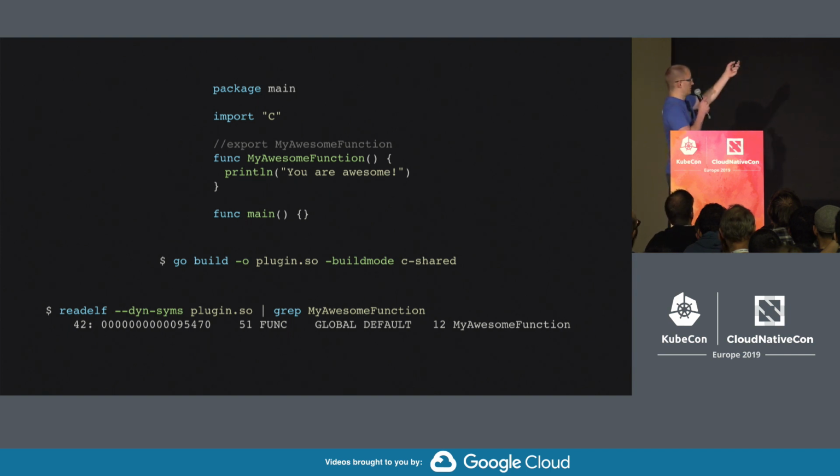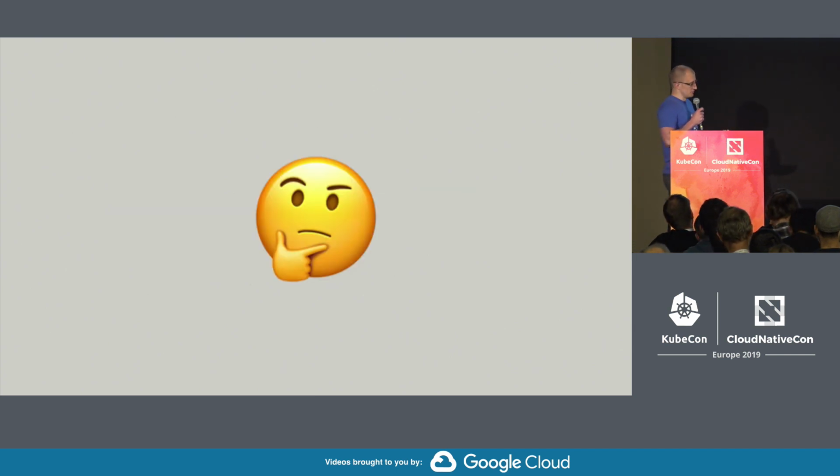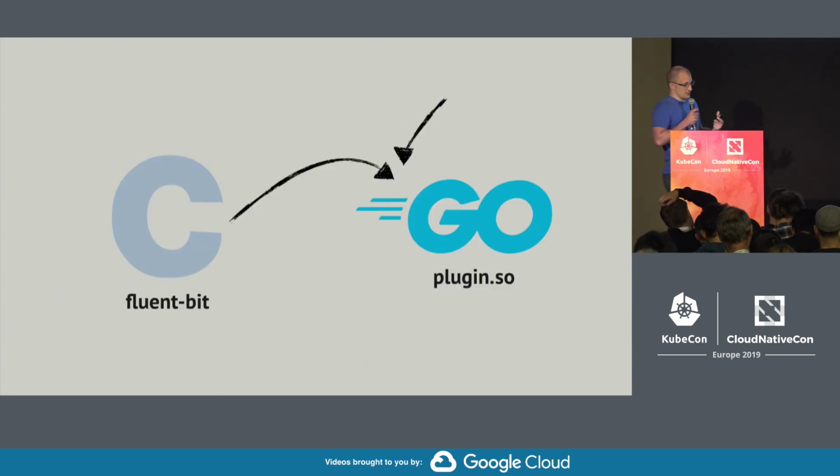If you use something like readelf to dump the symbol table, you can see the dynamic symbol table has a symbol for myAwesome function, which is what we want. We want a symbol that we can link against from our C program. So that takes care of generating this plugin.so. But you might also be wondering, C and Go are entirely different beasts. They have different memory layouts for different types and different calling conventions. How do we manage the differences between these two languages?